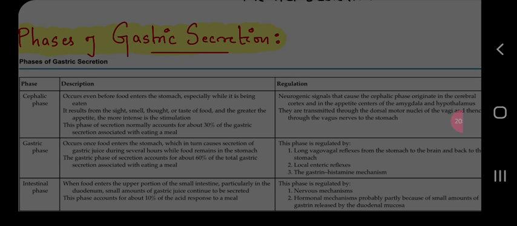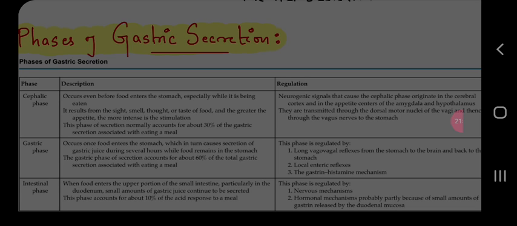The cephalic phase occurs even before food enters the stomach, especially while it is being eaten. It results from the sight, smell, thought, or taste of food, and the greater the appetite, the more intense the stimulation. This phase normally accounts for about 30% of the gastric secretion associated with eating a meal.